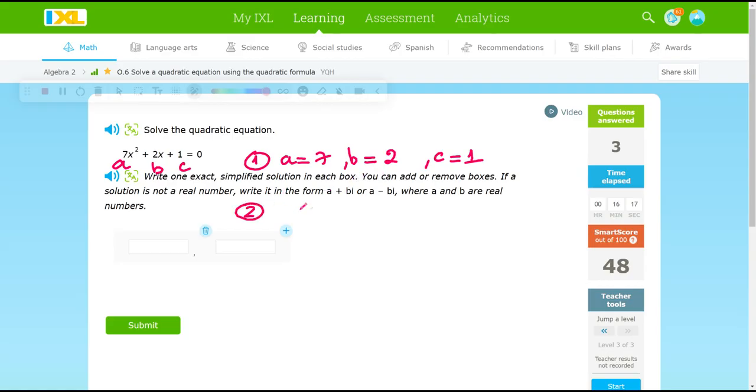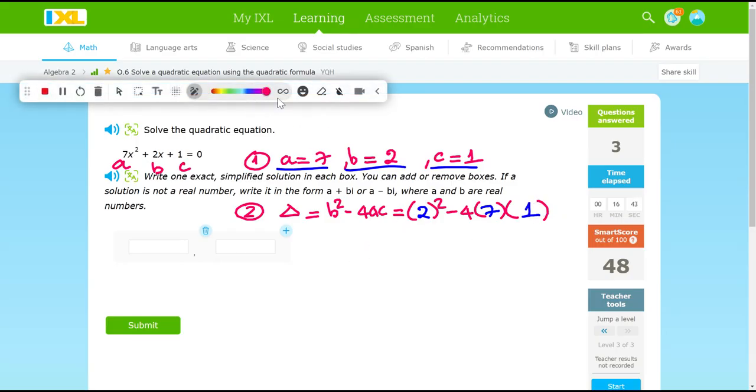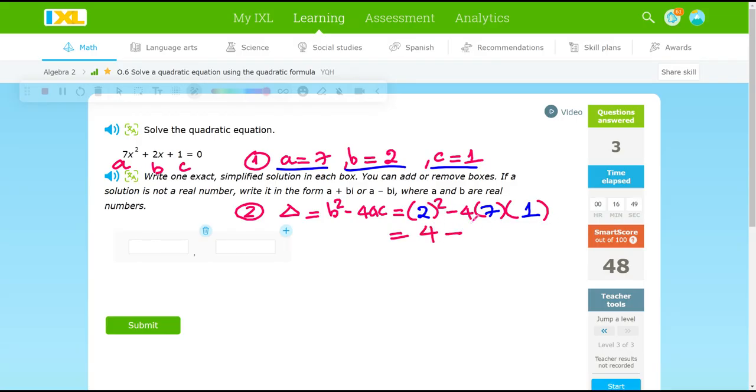Now step number 2, we need to find the discriminant delta equal to b squared subtract 4ac. B squared subtract 4a and then c. So b, that's a number 2. Subtract 4a, that's a 7. And then c, that's a number 1. Okay. So I come out right here. 2 squared, that's 2 times 2, that's a 4. Subtract 4 times 7, that is 28. So I come out with negative 24.